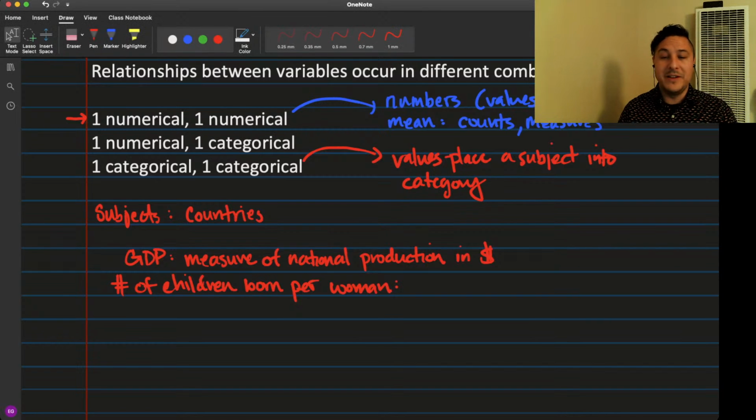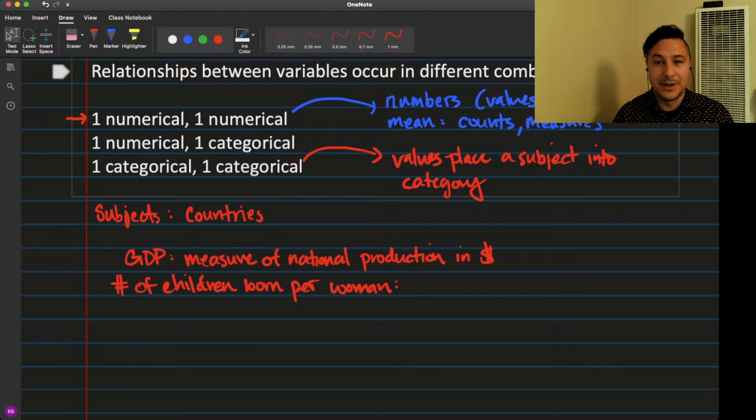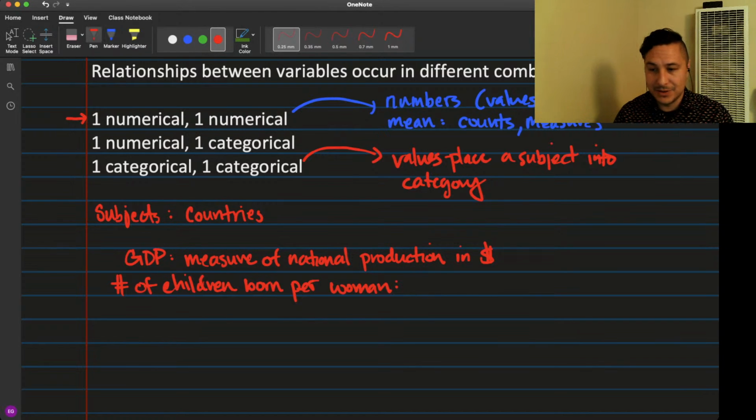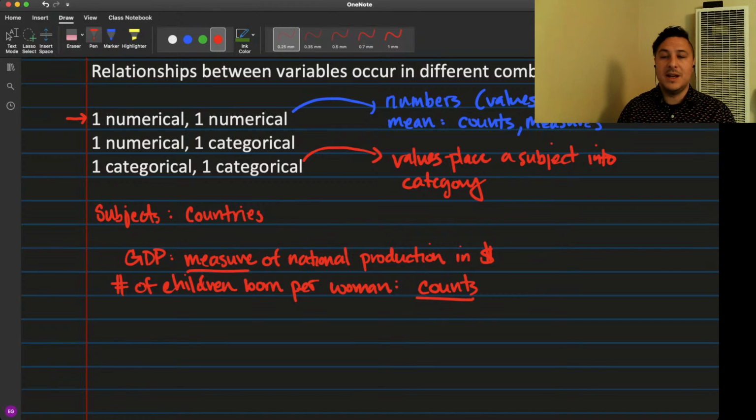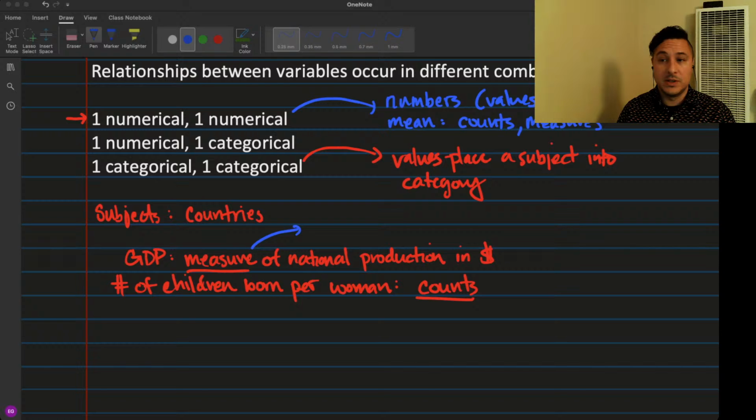My other variable will be the number of children born per woman. Obviously, this is counting the number of babies that a woman has, so it counts. One of them counts, one of them measures. Do you guys remember, if you're dealing with a numerical variable that measures, what sort of numerical variable is that? It's always good to review what we did last time. They will have decimals, but there's a particular name for those sorts of variables. Continuous. Yeah, it's continuous.